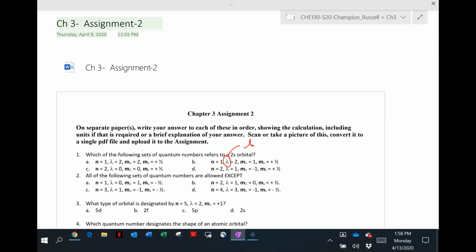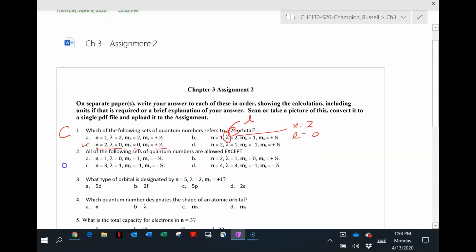So which refers to a 2s orbital? Well, 2s tells us that n is 2 and s means L is 0. So I'm looking for one with n equals 2, L equals 0. If L is 0, m sub L can only be 0. M sub s can be either positive or negative 1/2, but C is our correct answer for assignment 2, number 1.